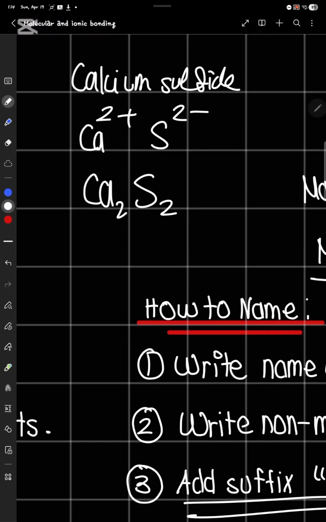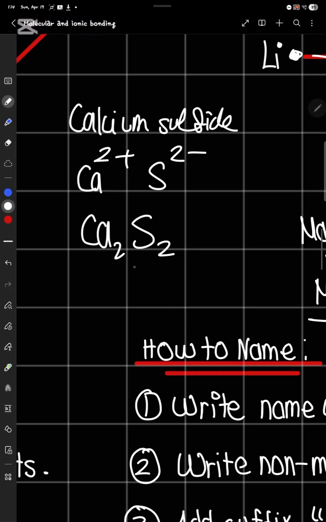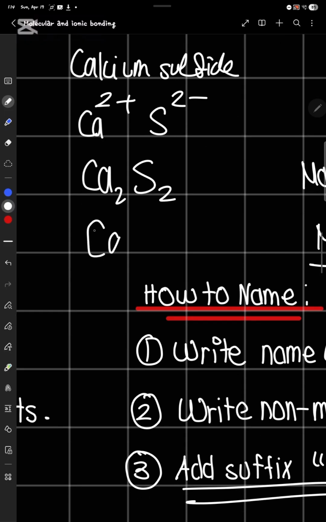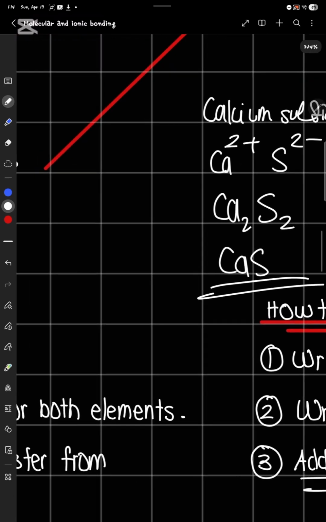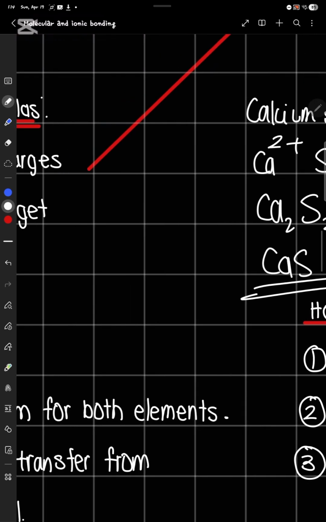This is something that I want to point out for the crisscross method. Although it's really easy, you might sometimes end up with subscripts like 2 and 2 or 2 and 4. And you can just reduce it to 1 and 1. Whenever you can reduce, just reduce it, because that's the right answer. And then now we know that we only need one calcium and one sulfur to draw. So one calcium and one sulfur. Calcium has 2, sulfur has 6.